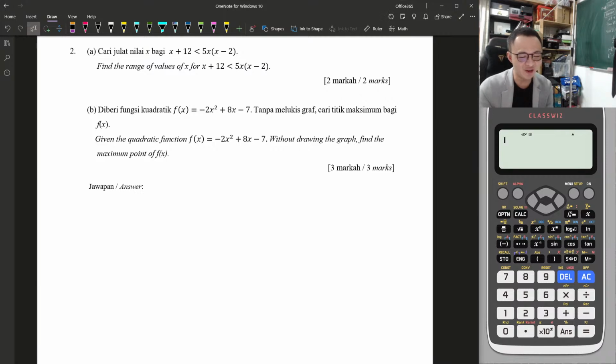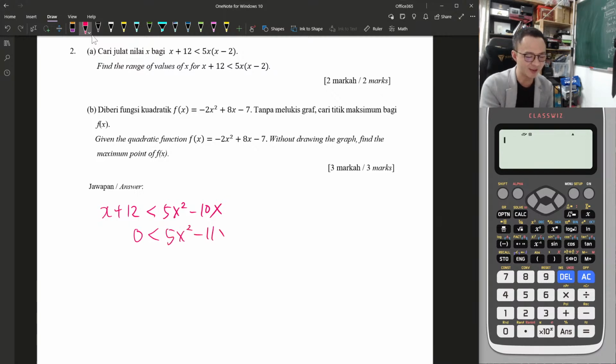Find the range value of x. Alright, so right now, this one should be the quadratic inequality. So I just rearrange it: x plus 12 less than 5x squared minus 10x. Then I want to rearrange it to make it bigger than 0, so it will be 5x squared minus 11x minus 12 bigger than 0. I prefer to write it with the bigger than 0 on the other side.